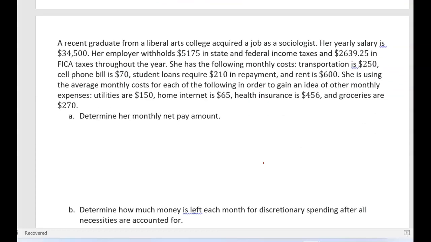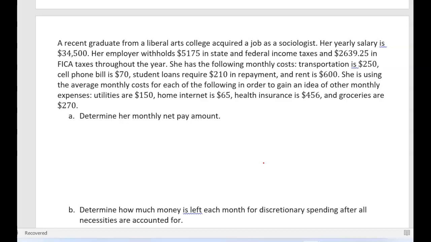A recent graduate from liberal arts college acquired a job as a sociologist. Her yearly salary is $34,500. Her employer withholds $5,175 in state and federal income taxes and $2,639.25 in FICA taxes throughout the year.